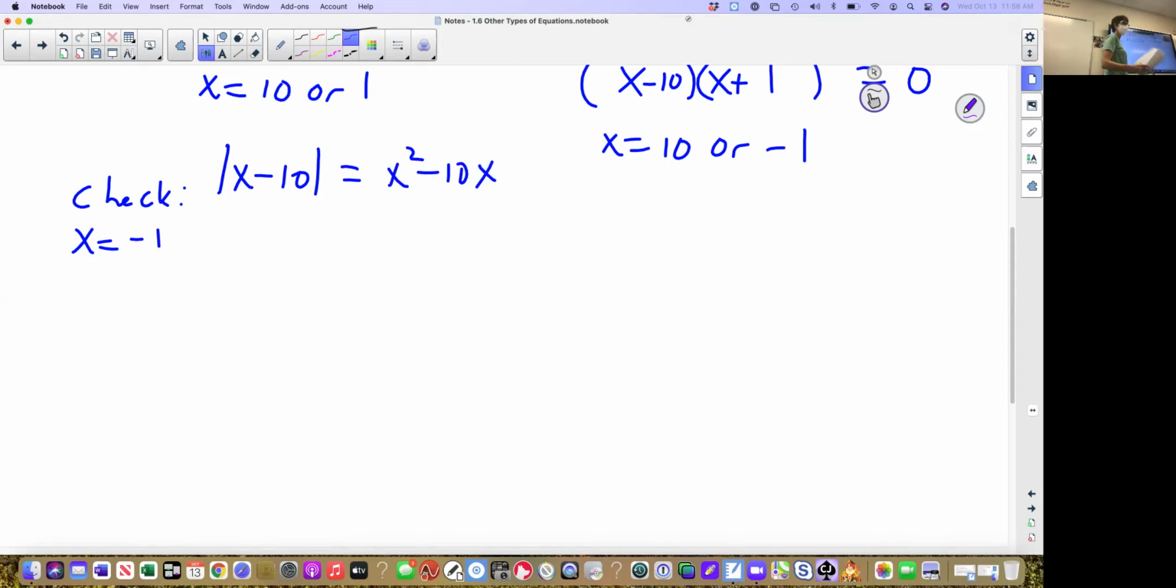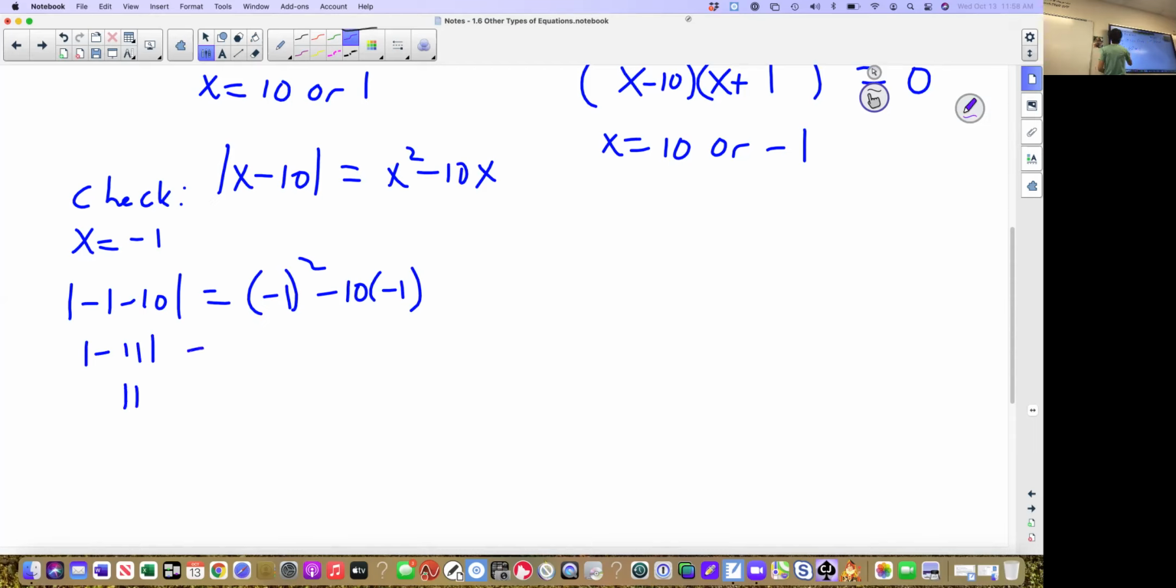So x equals -1. We'll have the absolute value of -1 minus 10 is equal to -1 squared minus 10 times -1. So the absolute value of -11 is 11. And this side is what? 1 plus 10, which is 11. So x equals -1 is good.